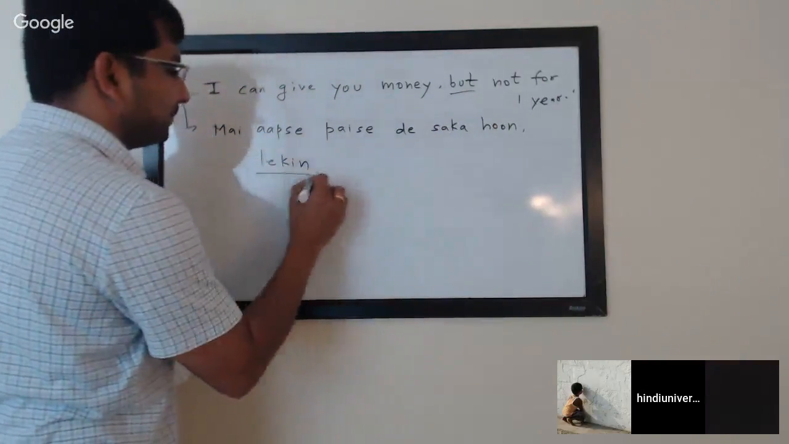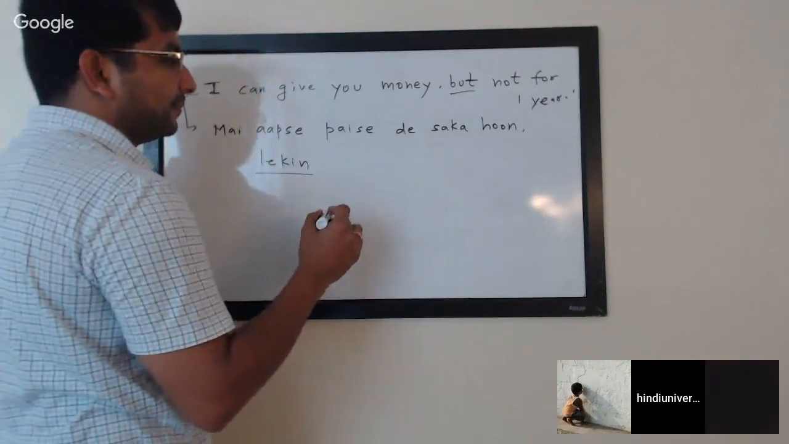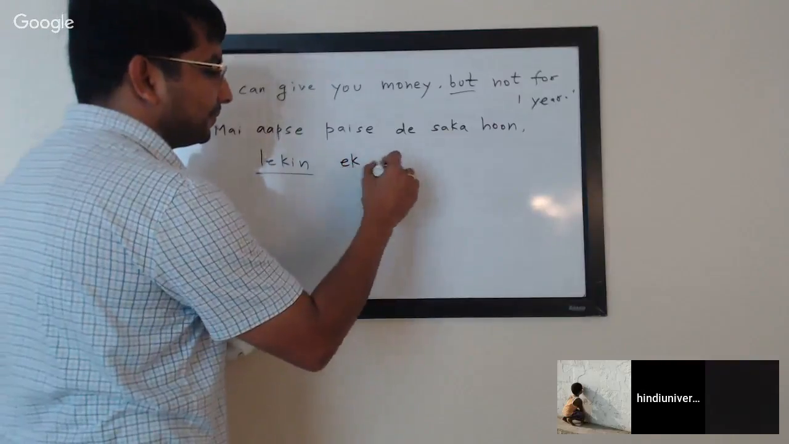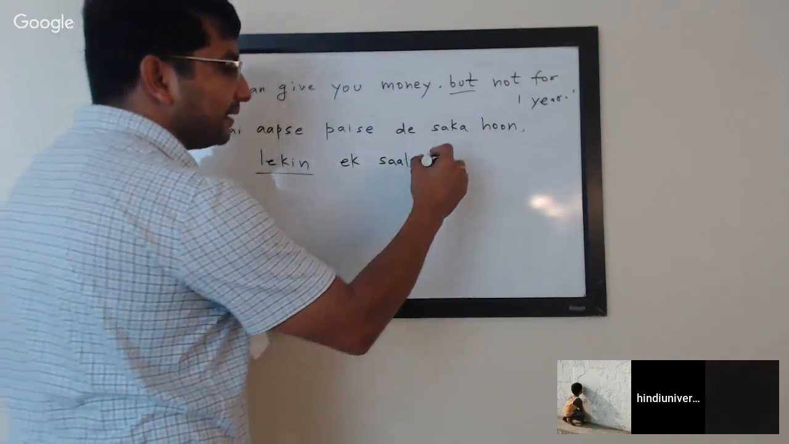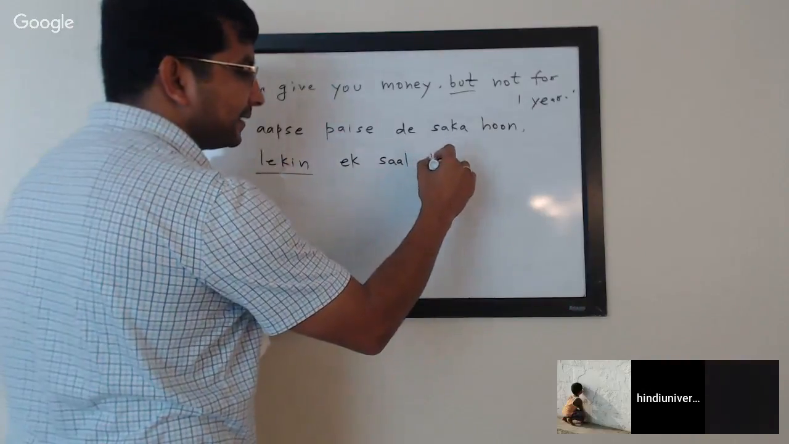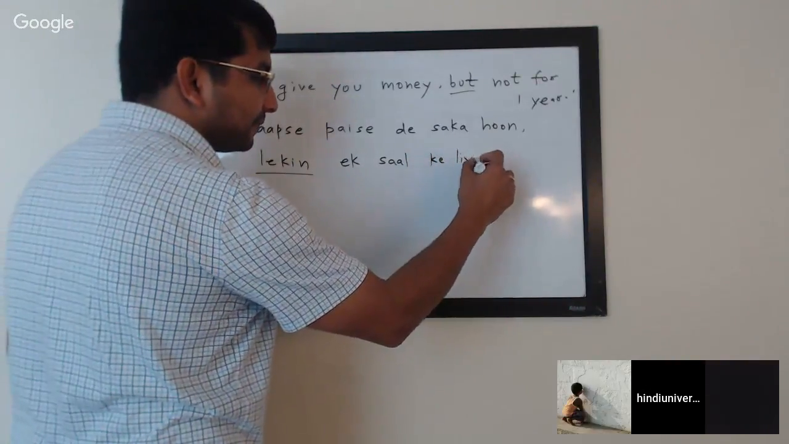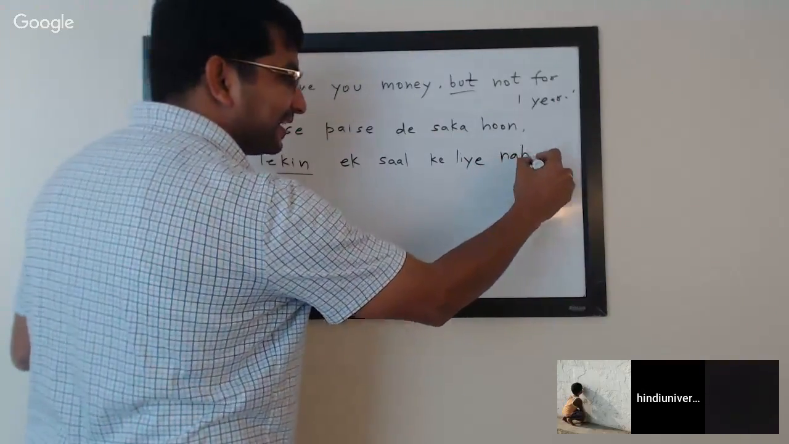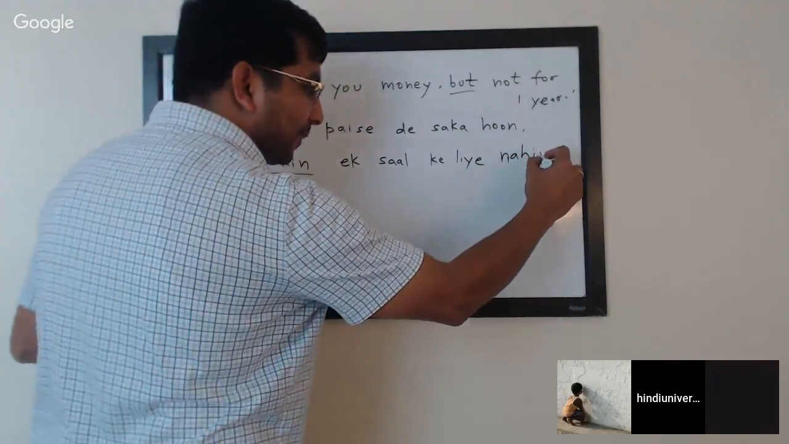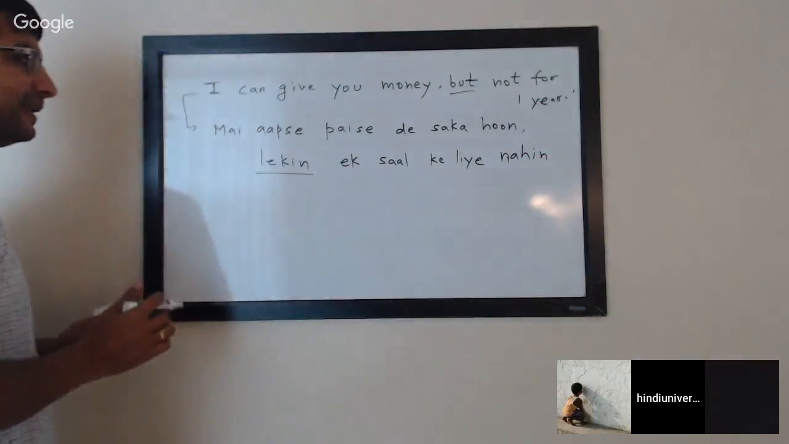लेकिन एक साल नहीं है. Not for 1 year. एक साल के लिए नहीं. Very good. एक साल के लिए नहीं. मैं आपको पैसे दे सकता हूँ, लेकिन एक साल के लिए नहीं.